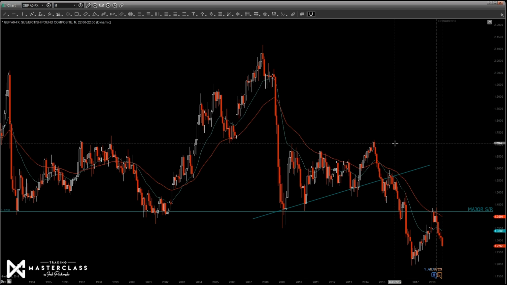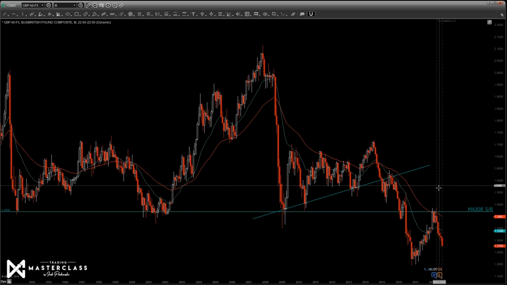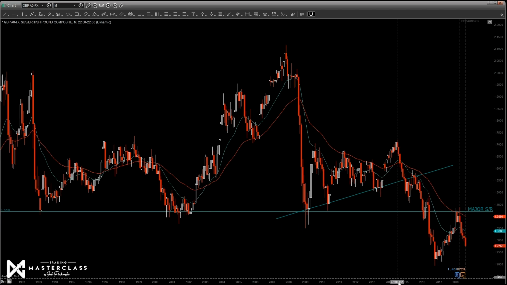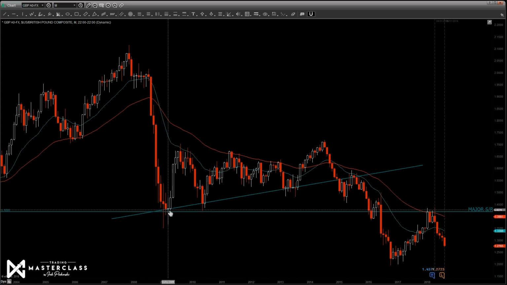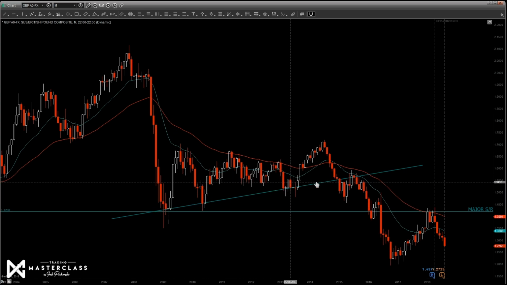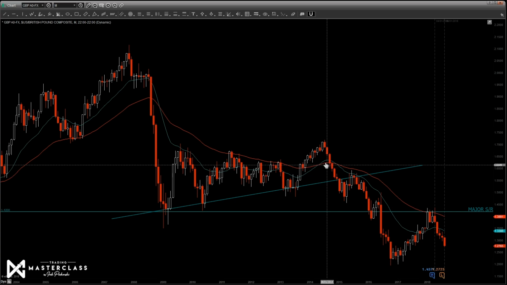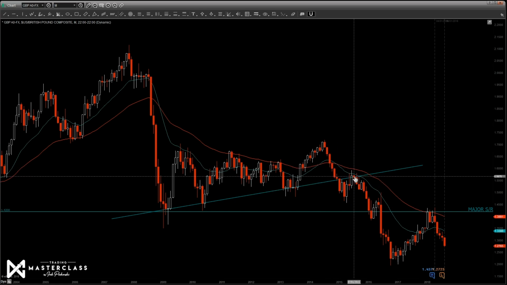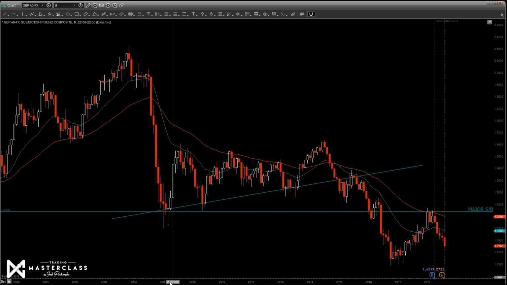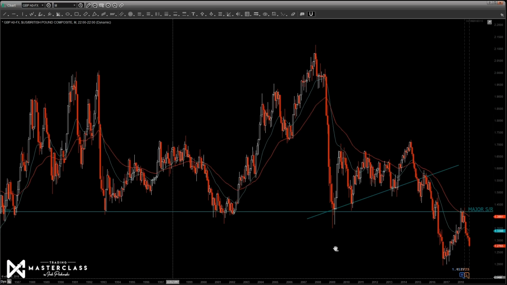Another thing you need to take note of, write this down right now: what was once resistance becomes support. Something important you should take note of. What I mean is simply this: this trend line was once support, and then it became resistance right here. When it broke it and retested, that's a break and retest, and what was once support became resistance.